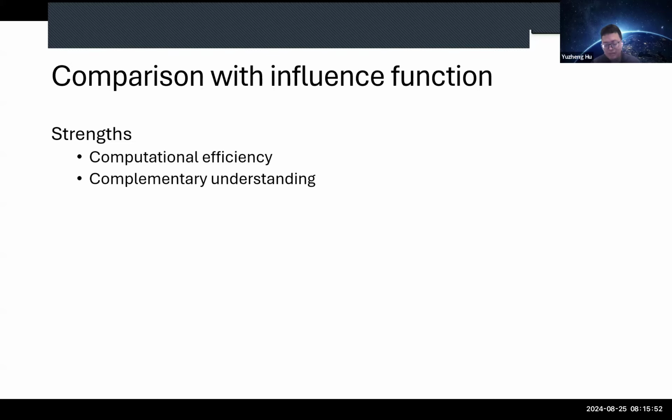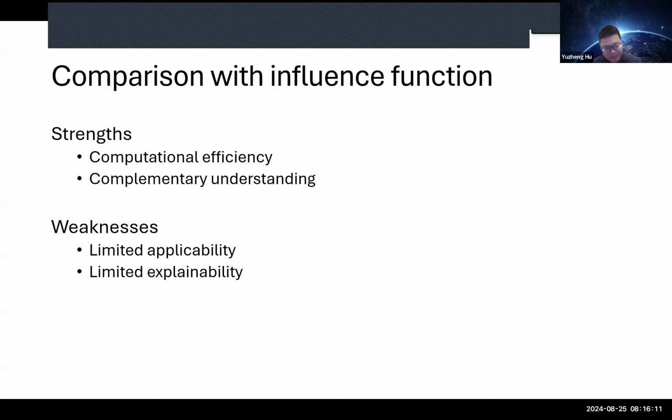Yeah, for cases when influence functions fail or have some drawbacks, I think this representative point selection is potentially capable of providing complementary understandings to this whole data attribution problem. And as for the weaknesses, I think they are also pretty obvious. The first one is their limited applicability.